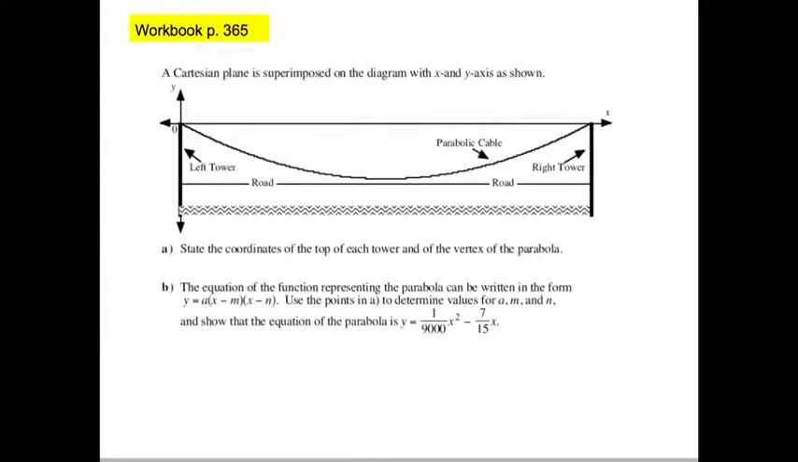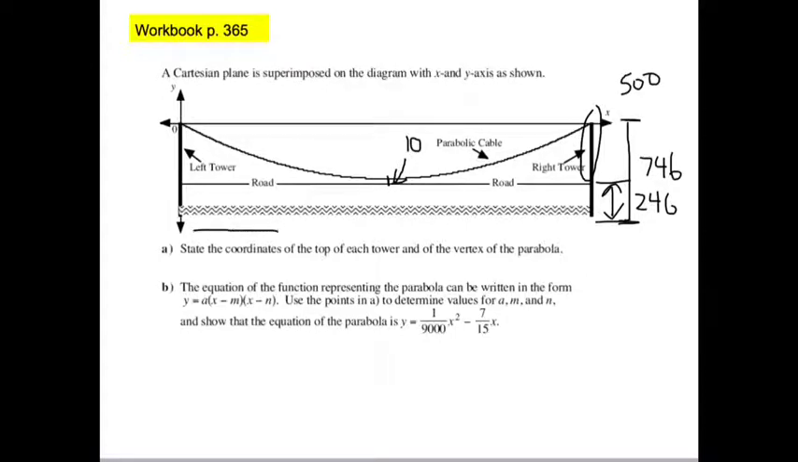So noting that past information, we can label this. We know that because this entire length here is 746 feet, and the road across the bridge is 246 feet, the towers themselves must be about 500. It says that the lowest point of the parabolic cable is 10 feet above the road, so that's about here. And that the distance between these is 4,200 feet apart.